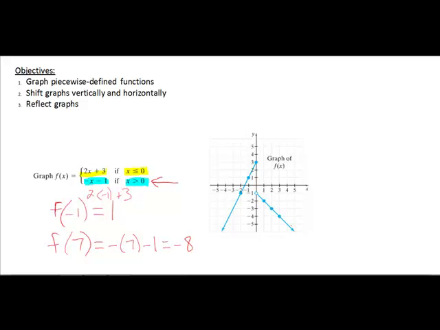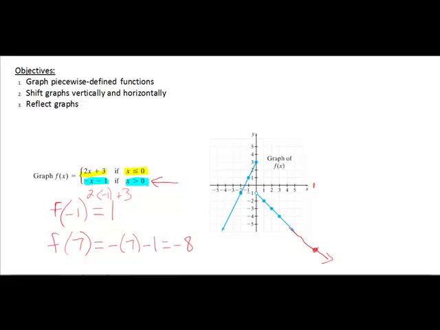And if we were to continue this line over here on the graph and go over to 7, we'd go down and find that the point right there is at negative 8. So that's pretty much all there is to know about piecewise defined functions.